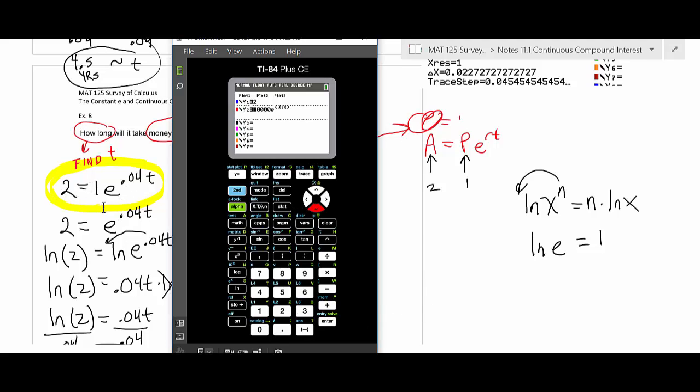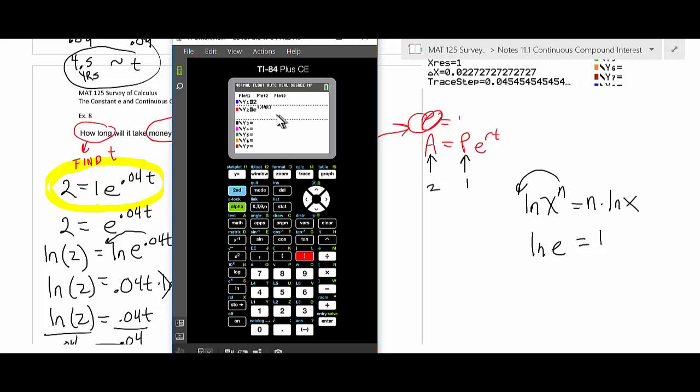You don't even have to put the 1 in. You can just go e to the 0.04 times t. Put your variable in. Okay, so that's what you're going to graph. And you're going to get the same kind of thing: a horizontal line coming out, then an exponential curve coming out. That's what we're going to do.